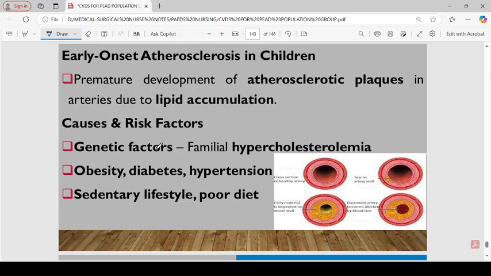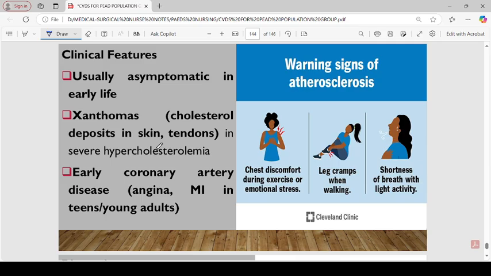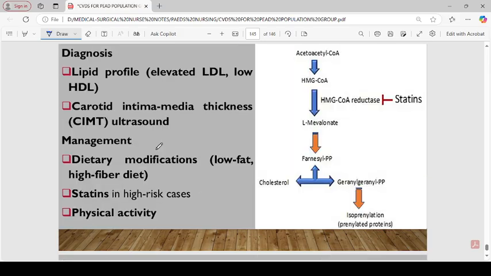So the causes include genetic factors, obesity, diabetes, hypertension, sedentary lifestyle, and poor diet. Clinical features, this is usually asymptomatic in early life, but you could have cholesterol deposit in skin or tendons, which is referred to as xanthomas, in severe hypercholesterolemia. Early coronary artery disease like angina, MI in teens or young adults.